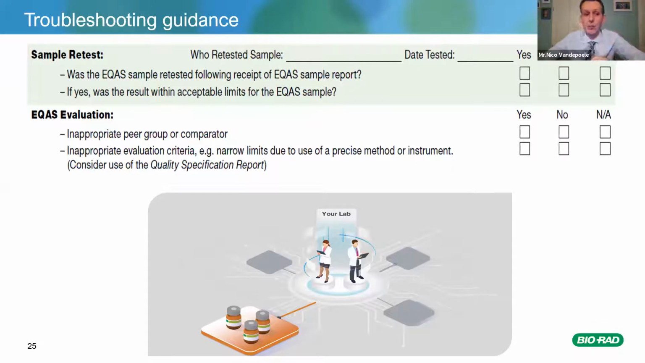Also, the last one is important. Like I already said, look at your peer group comparison. It can happen with very low results, for example, low magnesium, low potassium.